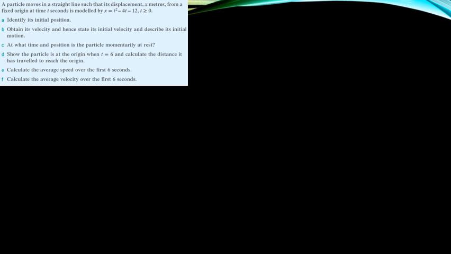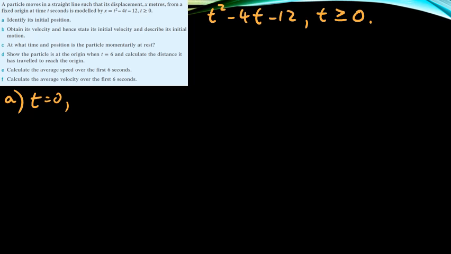Fairly straightforward. For some of you, this is just a revision. Alright, that is not very big. A particle moves, I'll read it for you. A particle moves in a straight line such that its displacement is given by the equation t squared minus 4t minus 12, where t is greater than or equal to 0. So A, identify its initial position. What happens when time is equal to 0, in other words? Yep, so x equals negative 12.